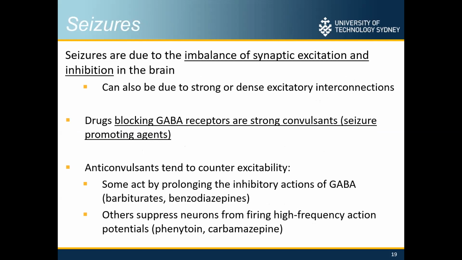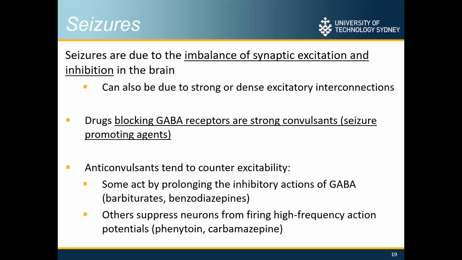So, as I said previously, seizures are due to the imbalance of synaptic excitation and inhibition in the brain. So in this case, you have more neurons that release the acetylcholine and less neurons that inhibit the excitatory neurons through the release of the GABA neurotransmitter.